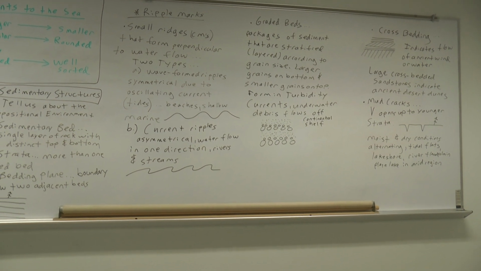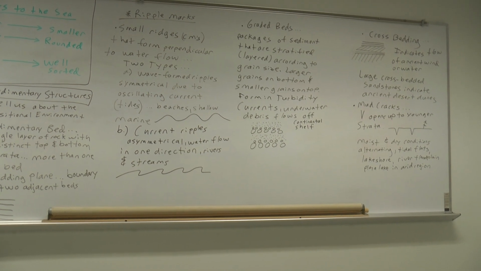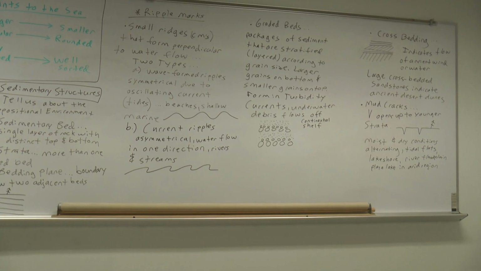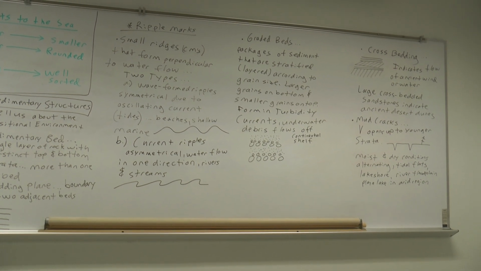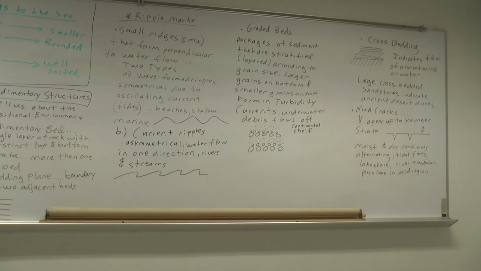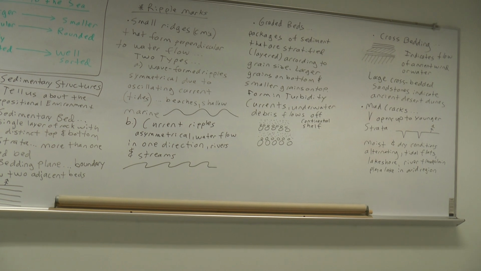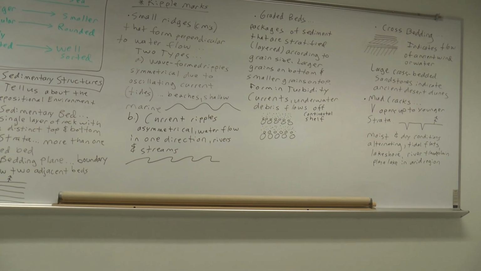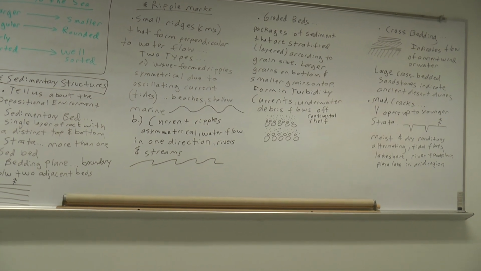Our second type of ripple mark are the current ripples. These are asymmetrical, as I have drawn there, meaning they don't look the same on one side as the other. This shows you water flow in one direction only. And what kind of water flows in one direction only? Rivers and streams. In what direction does water flow? Downhill. That's it. It's not any particular compass direction, but downhill. So if you have ripple marks in the ancient rocks you're looking at, it tells you a little something about the water environment that they formed in.